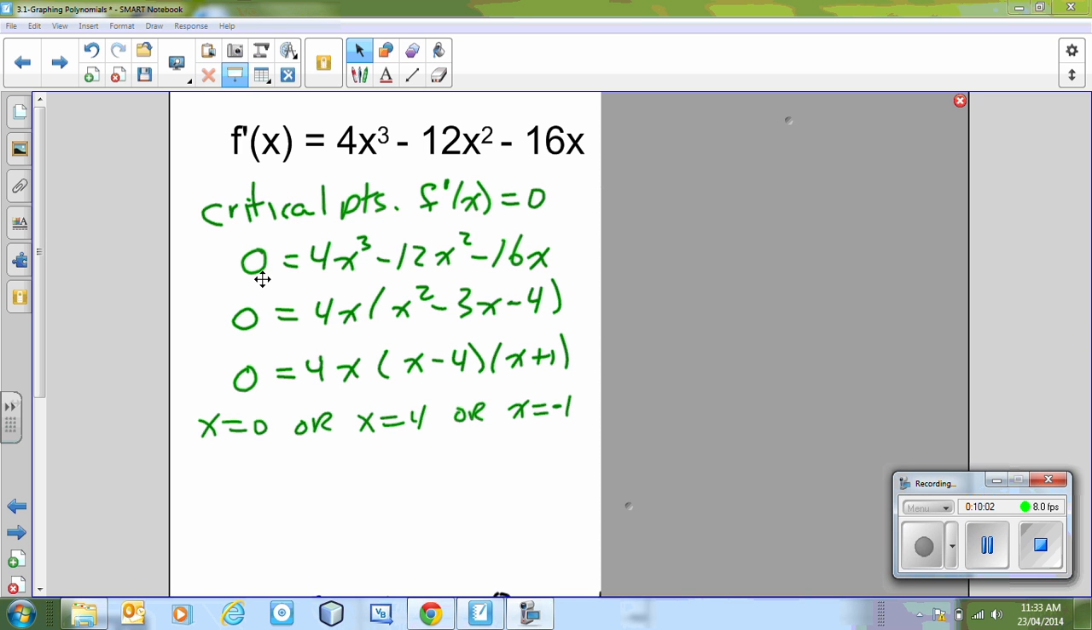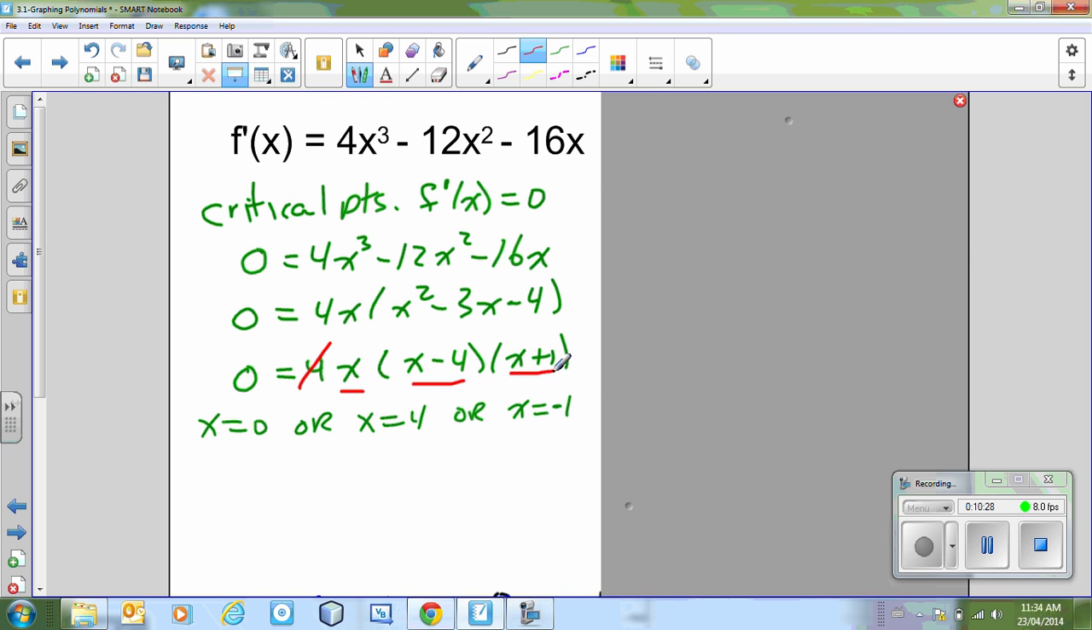And so in this case, 0 equals exactly that. I factor out the 4x. Note here from what we said before, I could divide the 4 out and have it disappear, just have x times, and then this term can be factored, x minus 4, x plus 1. And so x equals 0 is the solution for this. x is 4 here, x is -1 here.